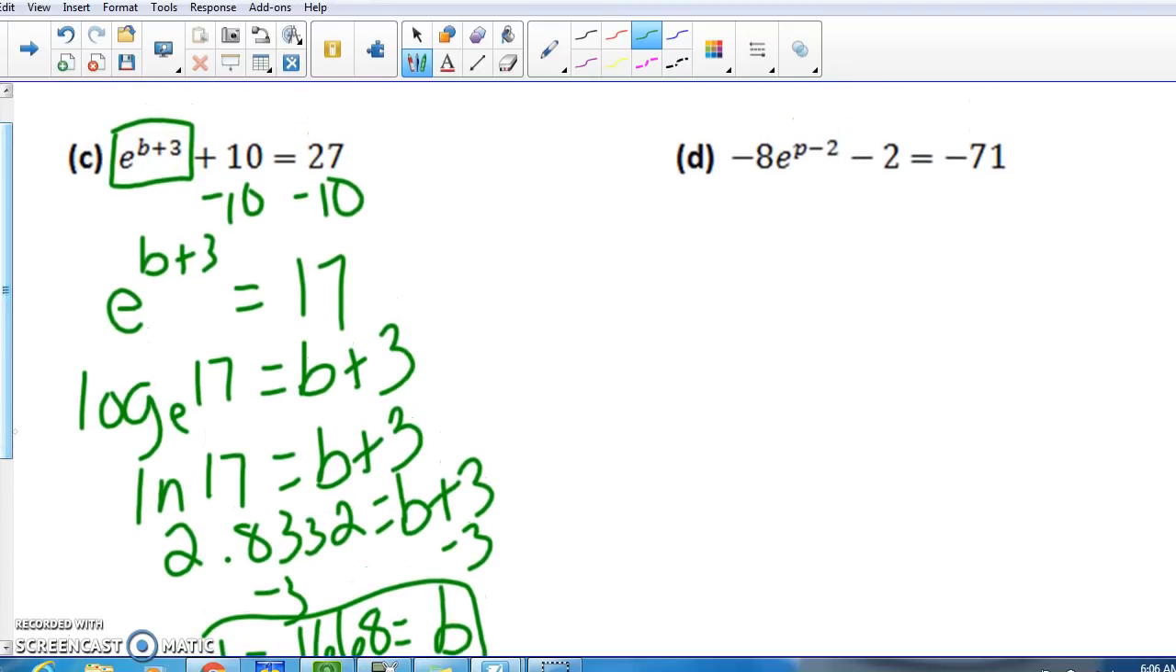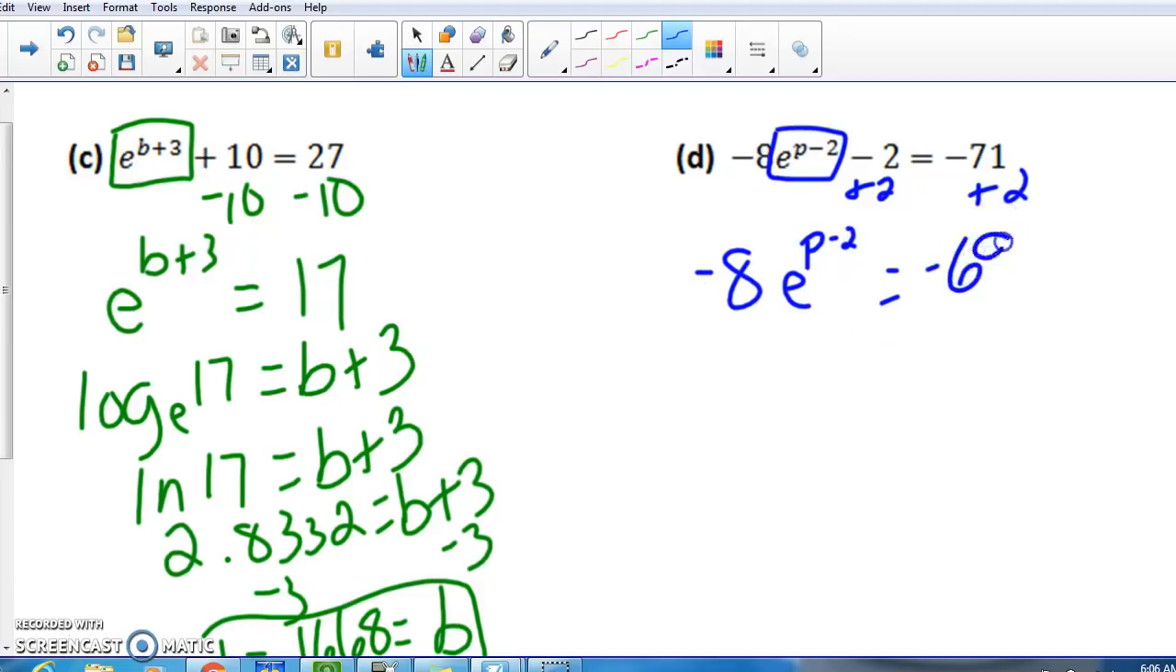Okay, and very similar with D. So my exponential piece is this e to the (p minus 2), but it's not by itself. So my first job is to add 2 to both sides. So I have negative 8 e to the (p minus 2) equals negative 69. Divide by negative 8. So e to the (p minus 2) equals, give me a second, 8.625.